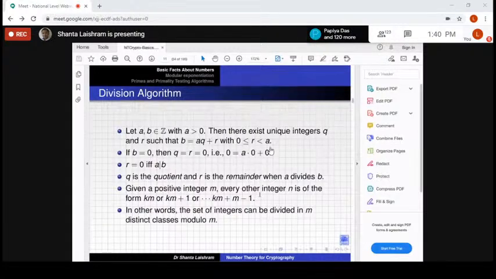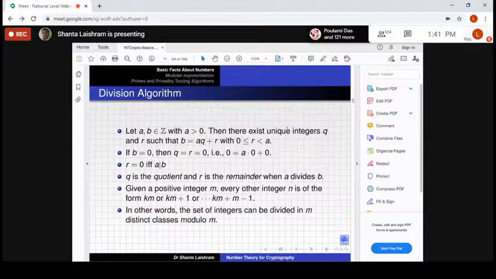And it's quite clear that when A divides B, then the remainder is 0 and vice versa. So the remainder is 0 if and only if A divides B. The number Q is the quotient, R is the remainder, and both quotient and remainder are unique.